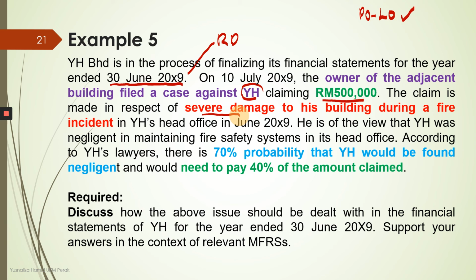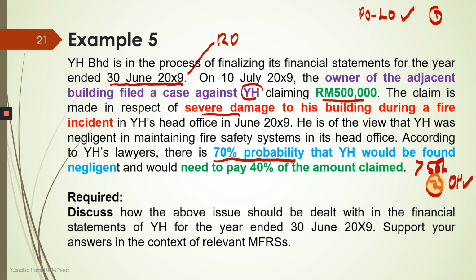Now the claim by the owner, he is of the view that YH was negligent in maintaining the fire safety system. We are negligent, so they are suing us for negligence. According to our lawyer, there is a 70% probability, which is more than 50%. So the outflow is probable. So first check, second also check, number 2.